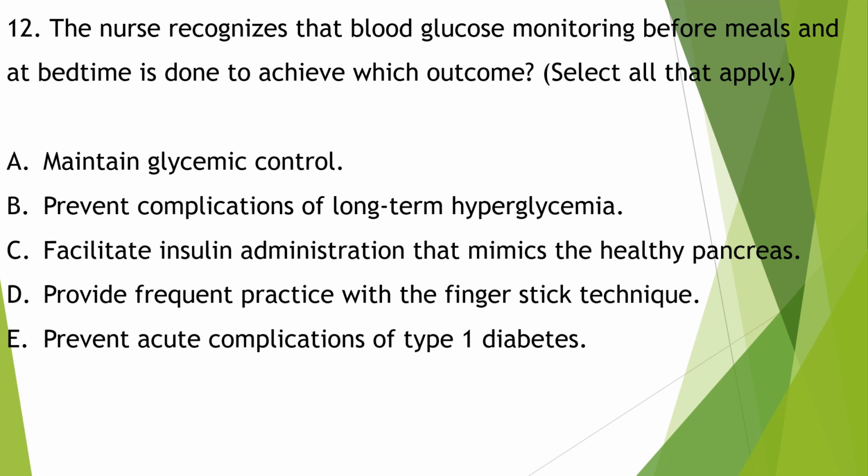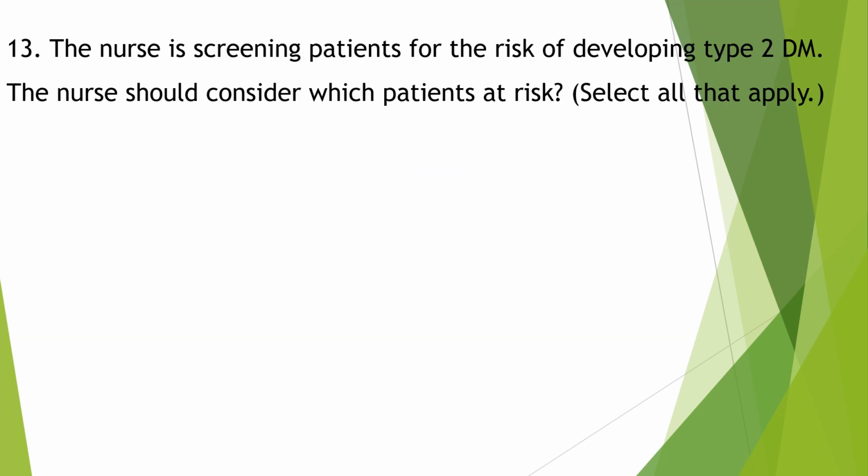The goal is not frequent practice. Acute complications can occur independent of glucose monitoring, such as infection or stress, which increase the glucose needs. So here the nurse needs to maintain glycemic control and prevent complications of long-term hyperglycemia, and facilitate insulin administration that mimics the healthy pancreas.